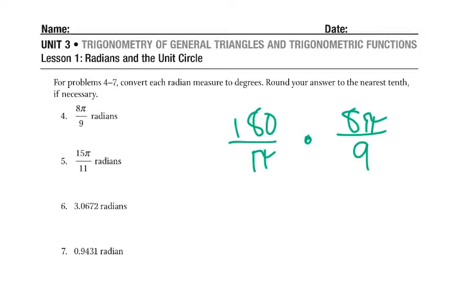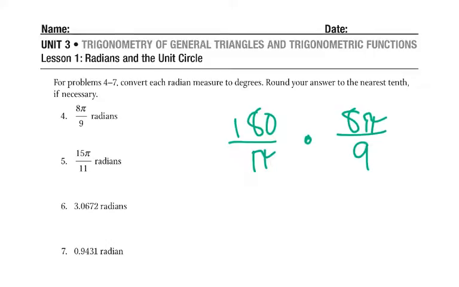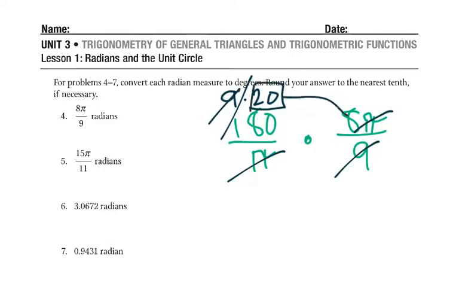If I'm given degrees, then I would times it by pi over 180 to get radians. So it kind of works back and forth. We want degrees, so we put degrees on top. Now, what happens when we multiply? The pi's cancel out, and then we simplify. 180 is like 9 times 20. So the 9's would cancel out as well. I've got 20 times 8, which would be 160 degrees. So 8 pi ninths is 160 degrees.